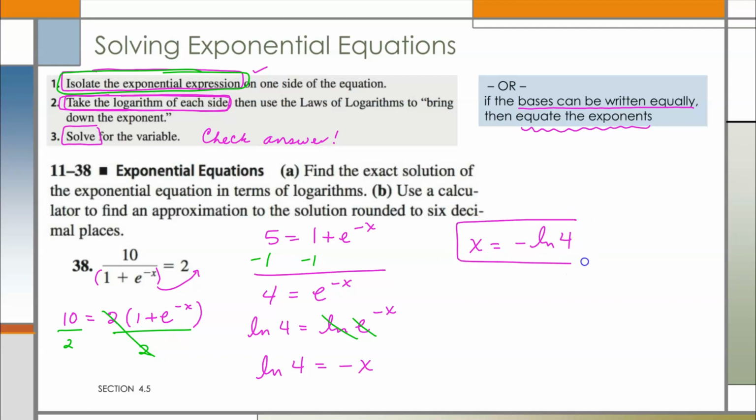This is the exact answer. If I want a decimal approximation, all I have to do is put ln of 4 into our calculator. And when we do that, we get 1.386294. Exact answers are what we always give, but if we want an idea of what this exact answer equals, there's where we do our decimal approximation.